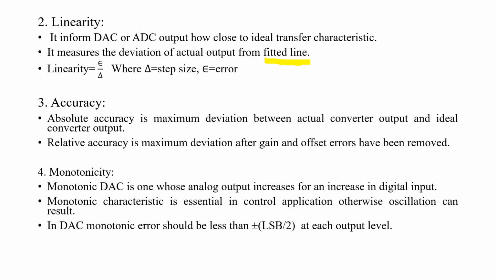Monotonicity. A monotonic DAC is one whose analog output increases for an increase in digital input. If we increase the input by 1 bit, then the output will change accordingly. Monotonic characteristic is essential in control applications, otherwise oscillation can result. In a DAC, the monotonic error should be less than plus or minus LSB by 2 at each output level.